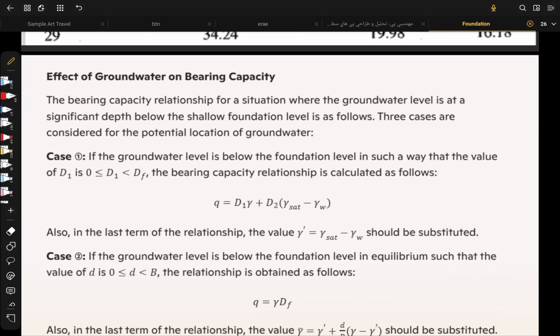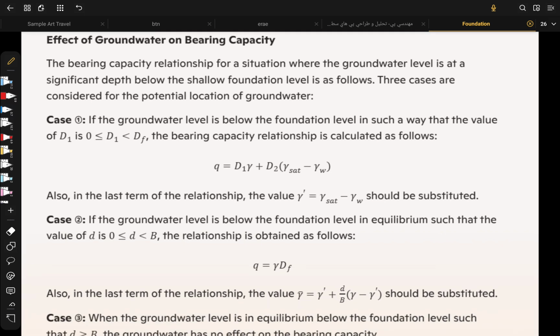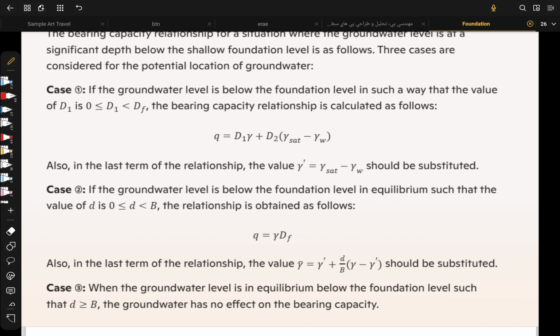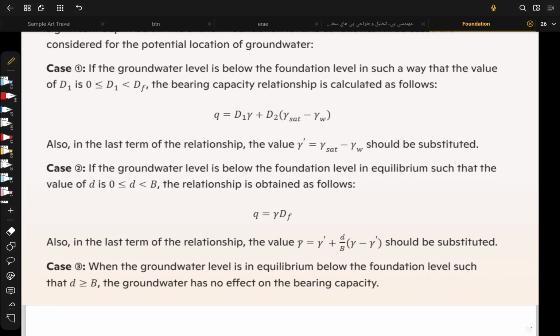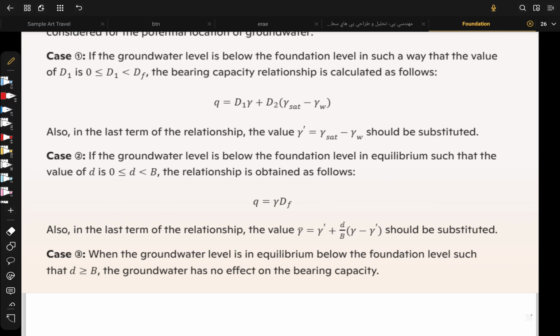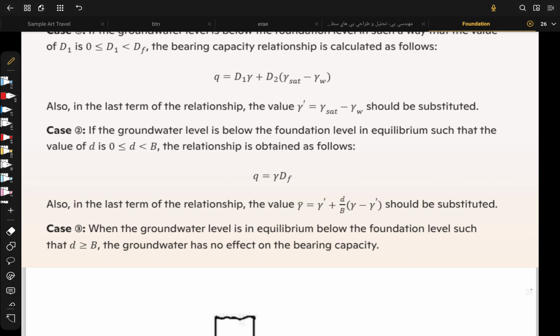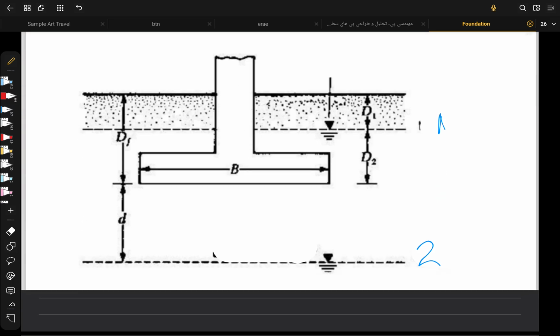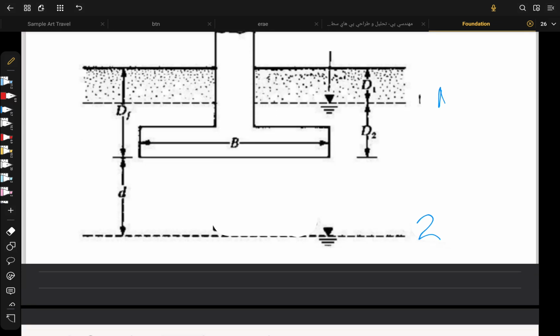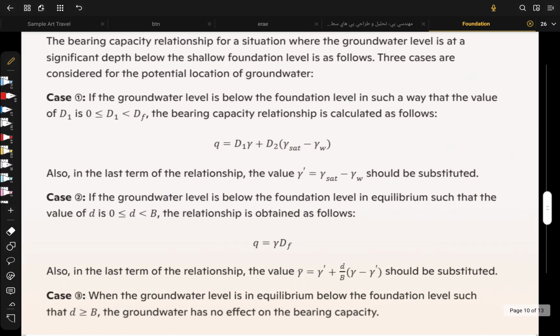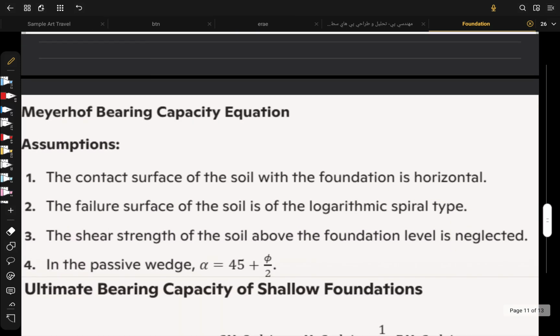And here, effect of groundwater on bearing capacity. Groundwater also changes the bearing capacity. We have the relation for a situation where the groundwater level is at a significant depth below the shallow foundation level, as follows. The cases are conditional on the potential location of groundwater. If the groundwater is below the foundation level in such a way that the value of D1 is like that, we can estimate that, and you can solve it, but you just read it. It says that if the groundwater level is different, we have these equations. That's not important because you can use them whenever you want, and we solve a problem from it.